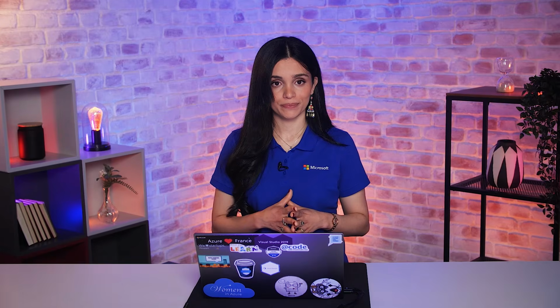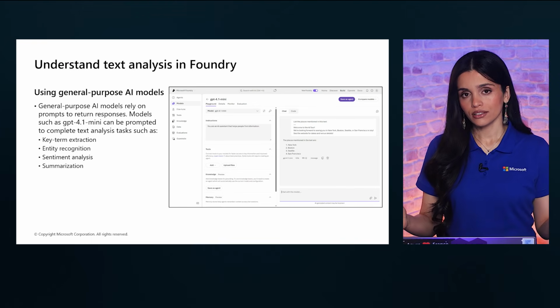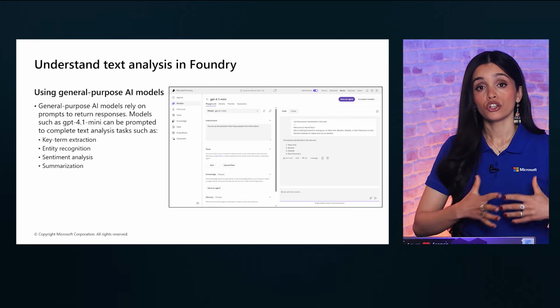This course covers 12 sessions, where we will dive into core AI concepts in Azure and learn how to turn ideas into real applications using modern tools like Microsoft Foundry. In session number 6, we will cover how to get started with text analysis in Azure. I will show you how general-purpose AI models can analyze text using simple prompts and how to use them versus more structured language services. Let's get started with text analysis in Foundry.